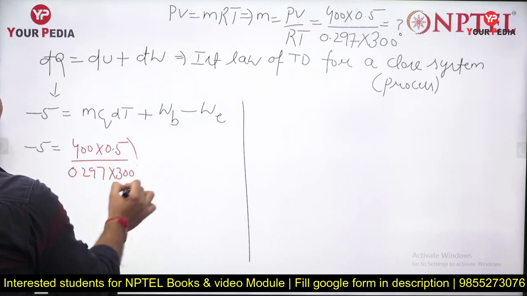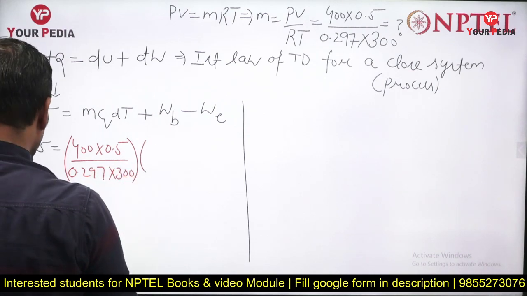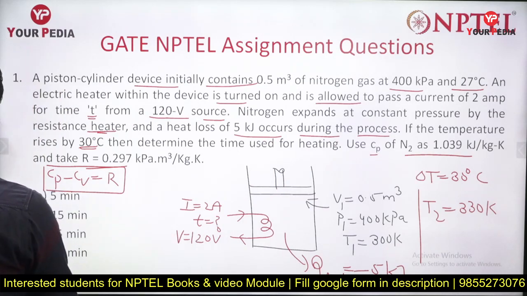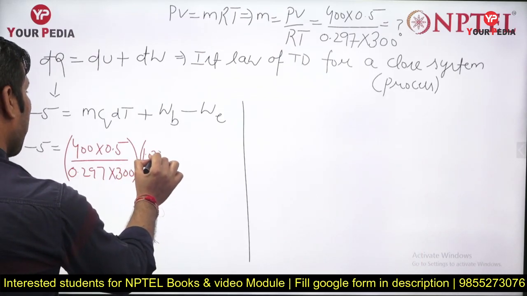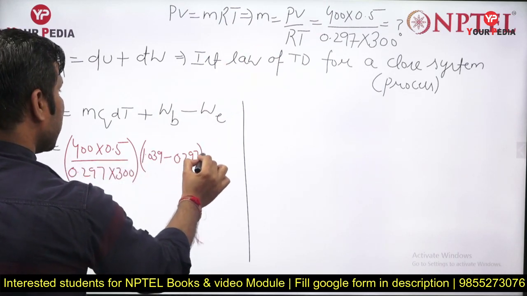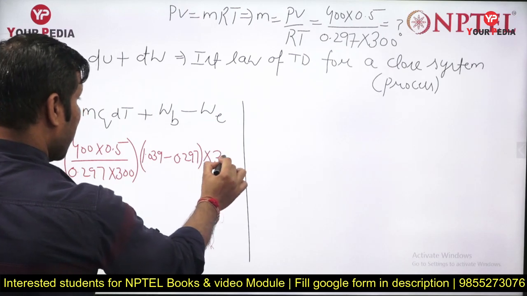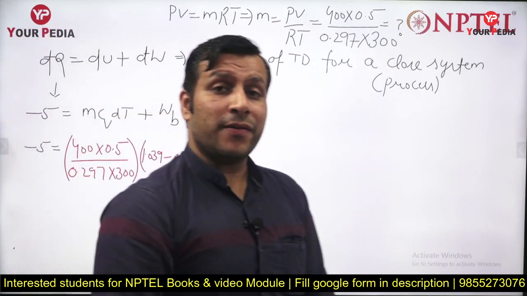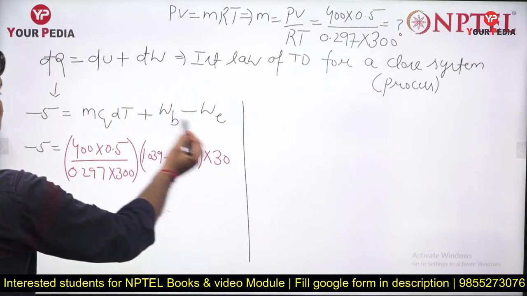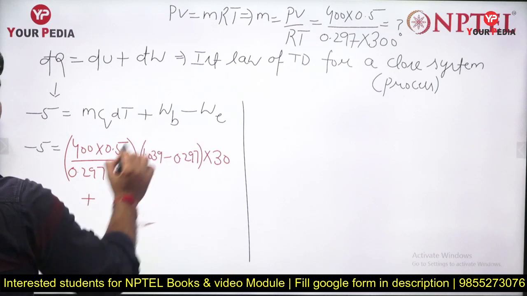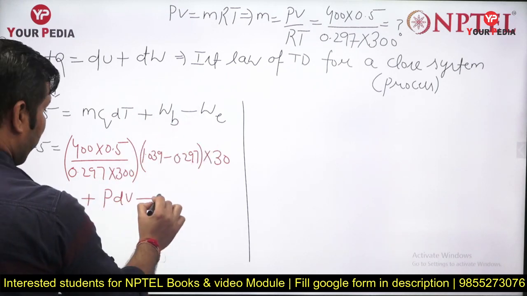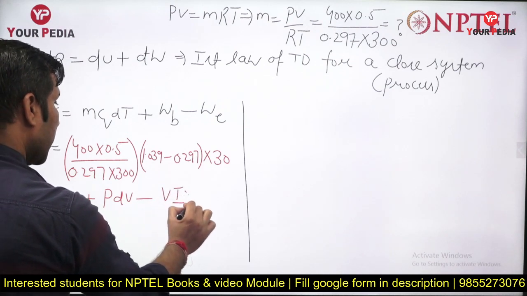Okay, and what will be Cv, guys? Cv will be Cp minus R. So Cp is 1.039, so 1.039 minus this R 0.297. This will be Cv. How much is dT, guys? The change in temperature is 30. The initial temperature is 300 Kelvin, the final temperature is 330 Kelvin. So the change in temperature is 30. So this is the change in internal energy, plus the boundary work. Boundary work will be PdV. Okay. Minus electrical work. Electrical work will be the voltage into current into time.